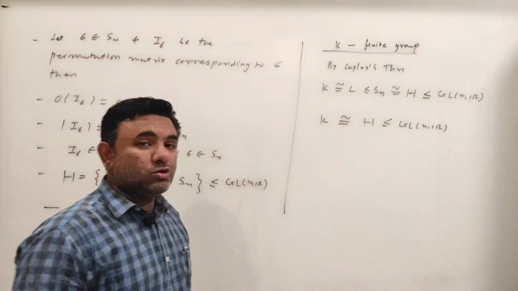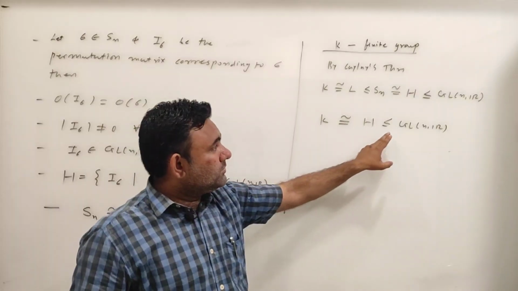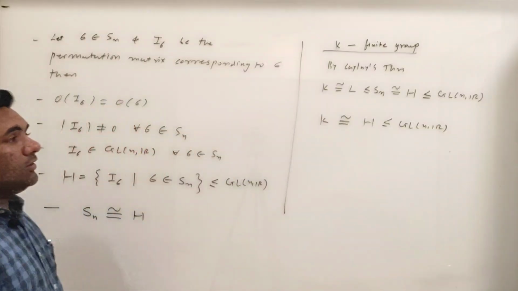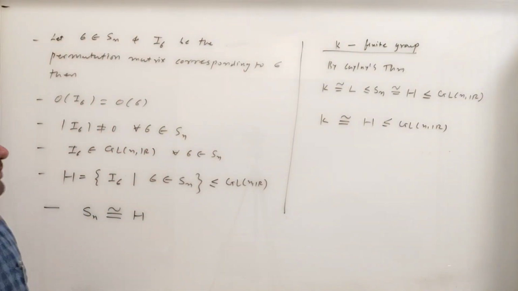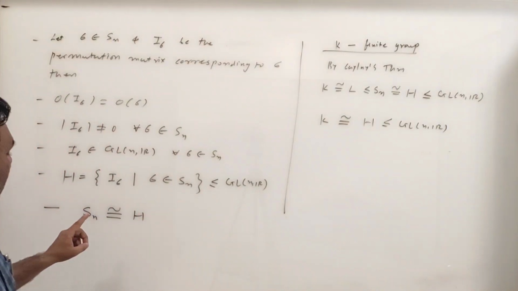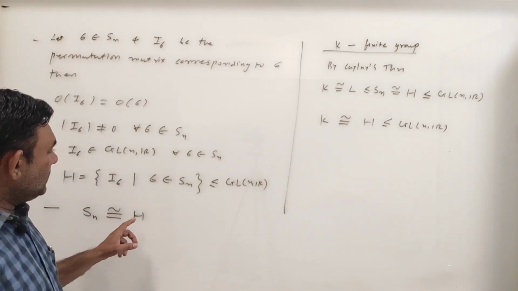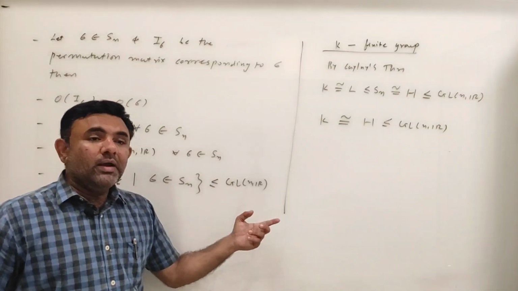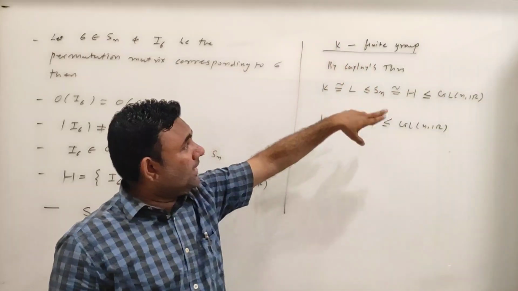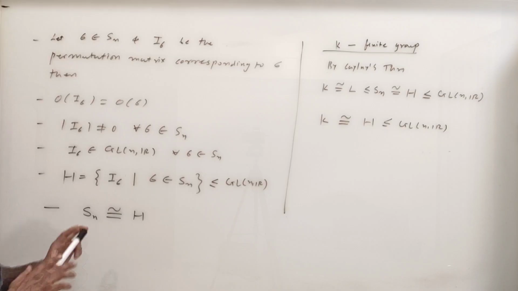So from here we can also conclude that any finite group is isomorphic to some subgroup of GLNR. So I have two things. For every n belonging to N, Sn is isomorphic to some subgroup of GLNR, and hence, with the help of Cayley's theorem, every finite group is isomorphic to some subgroup of GLNR. So let me quote this result.